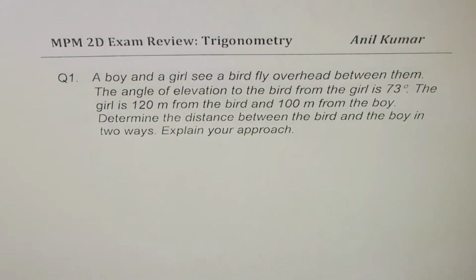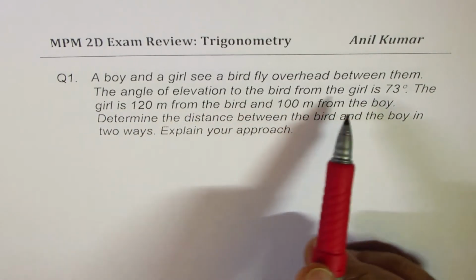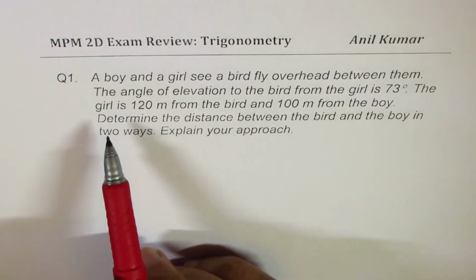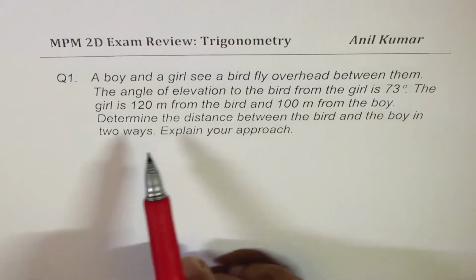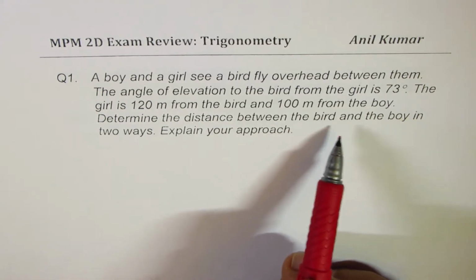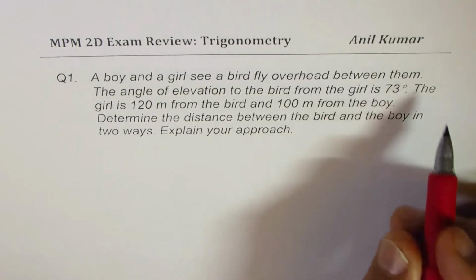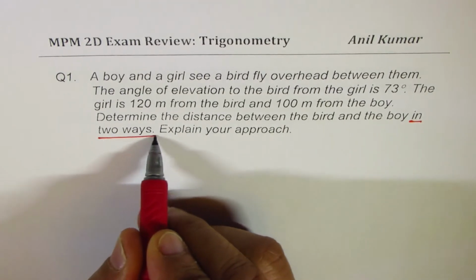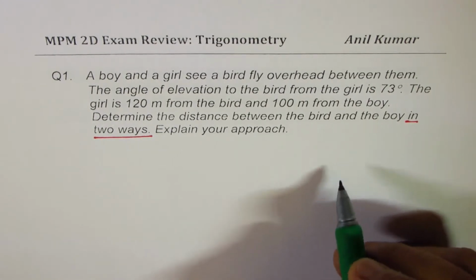Question number 1. A boy and a girl see a bird fly overhead between them. The angle of elevation to the bird from the girl is 73 degrees. The girl is 120 meters from the bird and 100 meters from the boy. Determine the distance between the bird and the boy in two ways. Explain your approach. So let's first sketch the scenario and then we'll solve it. It's always important to sketch first.